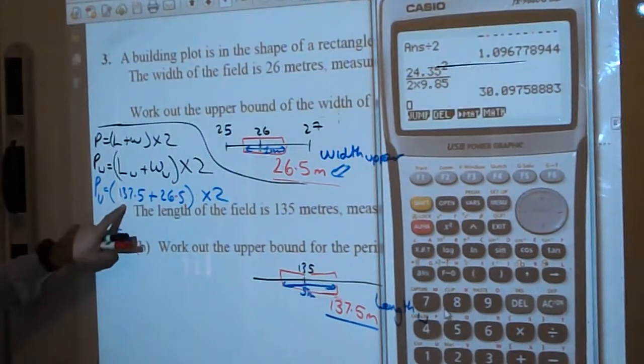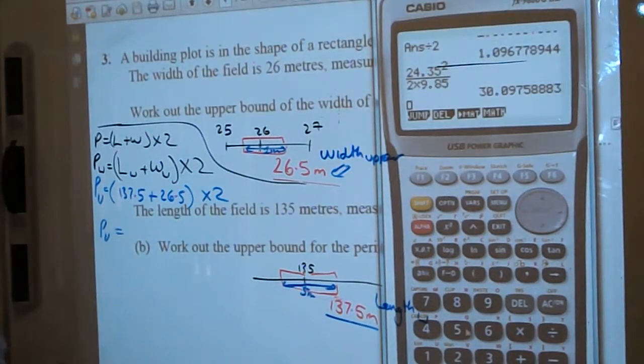So I'm going to do it as we see it over here, with the brackets. Bracket, 137.5 add 26.5, close bracket, and I'm going to multiply by 2.